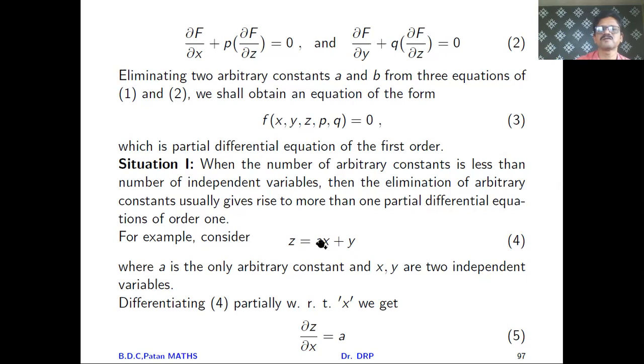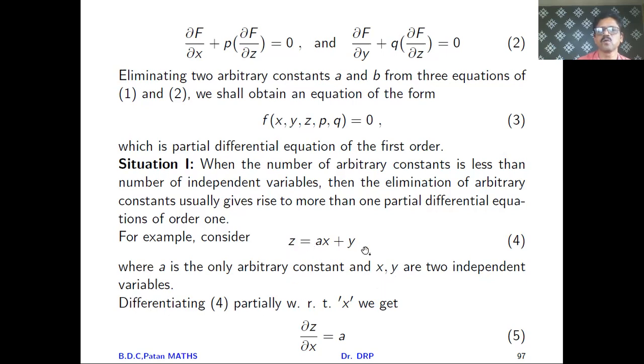Means the arbitrary constants are less than the total number of independent variables. In that case, it gives more than one partial differential equation of order 1. So for example, if you consider this equation, then here a is an arbitrary constant, and x and y are two independent variables.